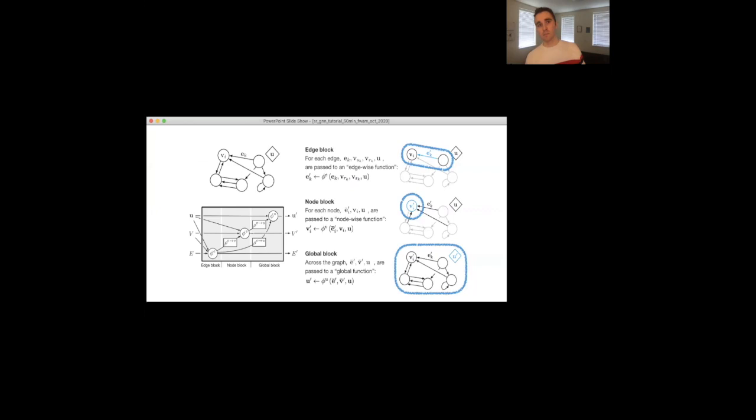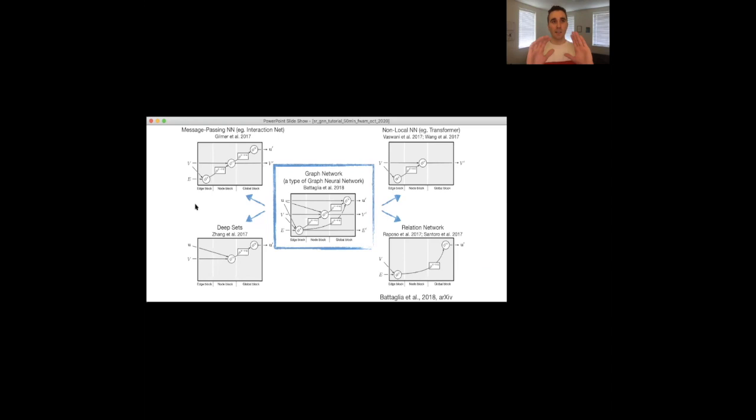Yeah, somewhat. Thank you. So, as I said, Peter Battaglia kind of unified all these different approaches to graph neural networks under this one graph-to-graph approach, and you can get back the other models. You might have heard of things called deep sets, message passing neural networks, transformers, which are recently very popular, and relation networks. You can get to these models by basically just removing operations.